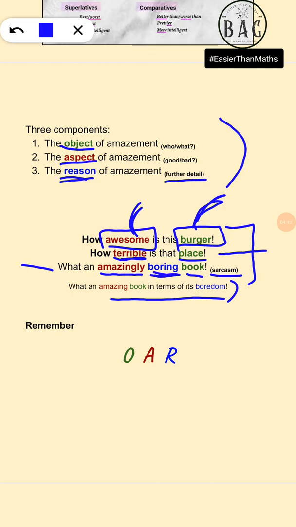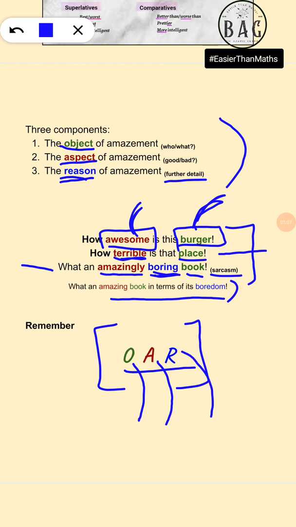Okay, now it might be too much for you to remember, so I have further simplified it into this little acronym here. Simply remember OAR. For O, you have to have the object of amazement, and for A, it is the aspect of amazement, as in is it good or bad, positive or negative, and R simply stands for the reason of amazement. What is it good or bad in? Okay, so simply remember OAR and you'll be good to go, inshallah.